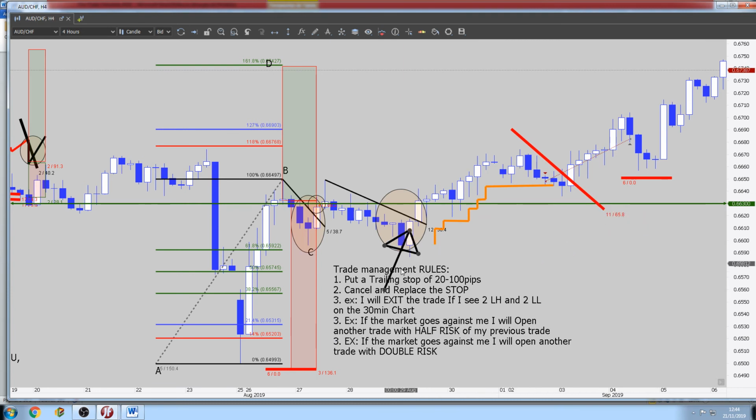On the other hand, when the market went in our favor, the trader who managed the trade with the trailing stop still ended in money, but had a different result in comparison with the trader who went with cancel and replace, right? And also remember, if you are going to manage your trade with a trailing stop, remember the risk management rules.